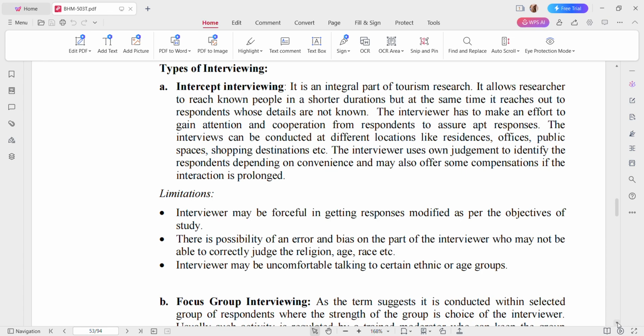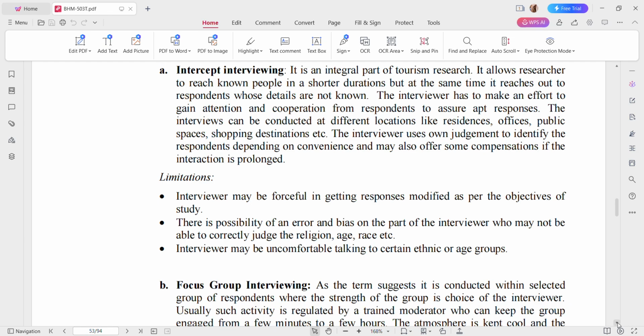Kasi wala kang background of your participants, no? So, yun siya. Magkakaroon siya minsan ng bias.